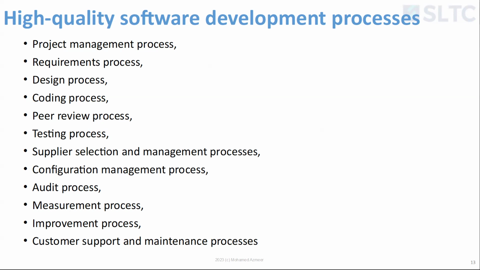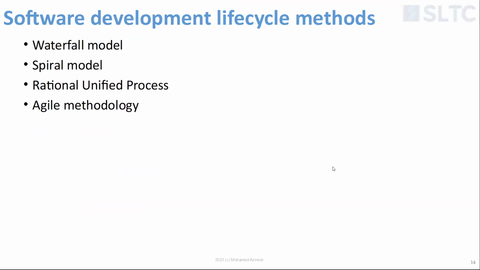Improvement, and also customer support. So this should be transparent and this should be available for everyone in the organization. Right. Now with that in the background, let's look at what are some of the methods available when it comes to building software.